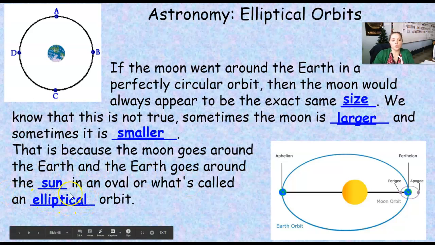One thing you should probably do is highlight that, make it bold, elliptical, okay? And as you can see right here, you've got us going around the sun in an ovalish, and the moon going around us, ovalish.